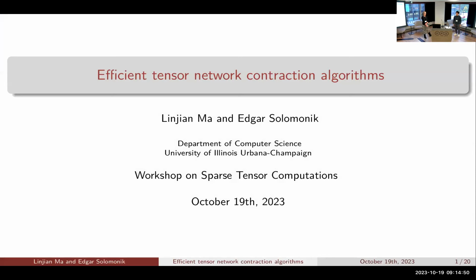Well, I'm happy to introduce our next speaker, Linjian Ma, who will speak on efficient tensor network contraction algorithms. Thank you. Yeah, good morning, everyone. So today I'm going to talk about efficient tensor network contraction algorithms.